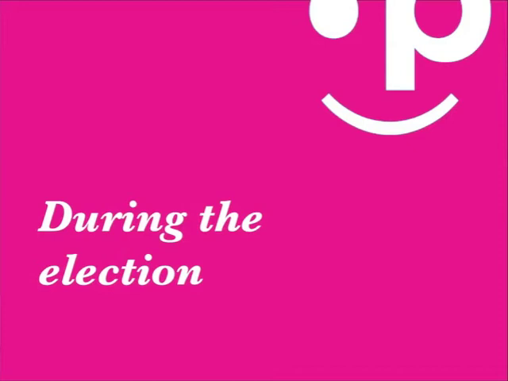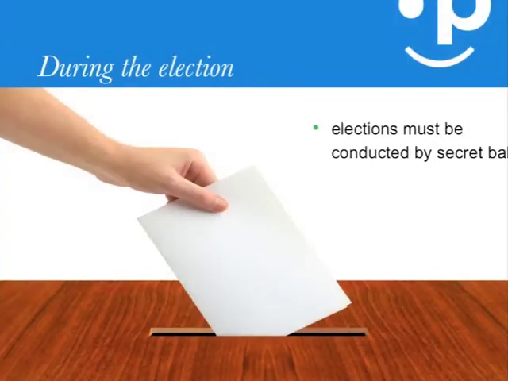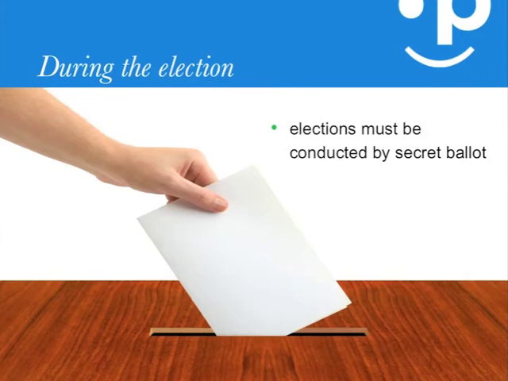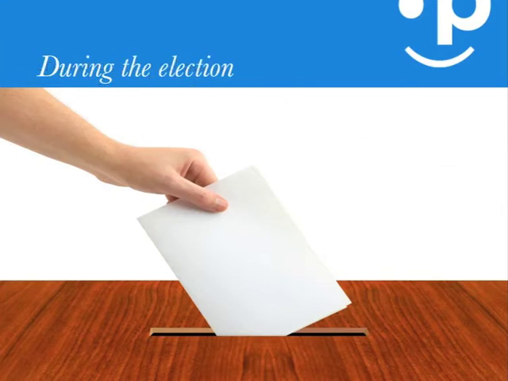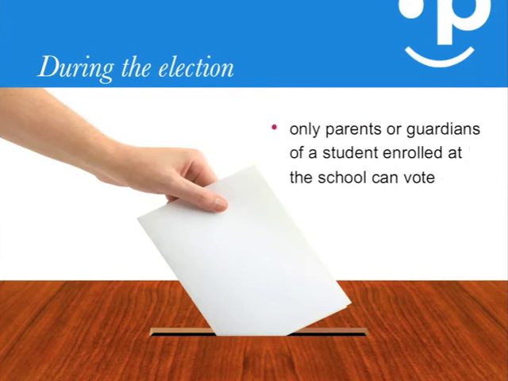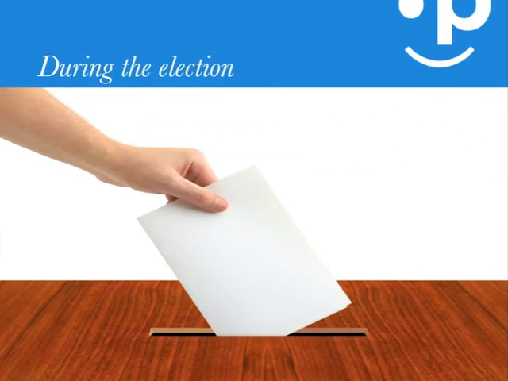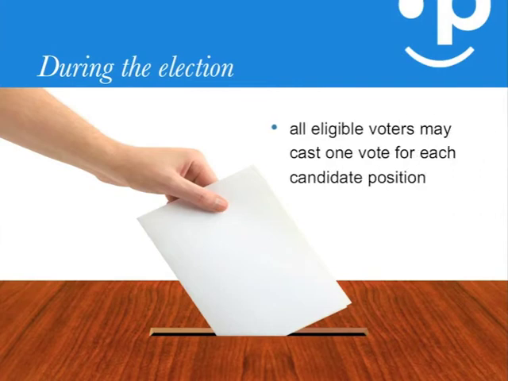Here are a few extra tips and rules to keep in mind during the election day. Your election must always be conducted by secret ballot. There's often a separate voting booth or table for parents to submit their votes. The voters should never be required to write their name on the voting ballot. The only people allowed to vote are parents or guardians of a student enrolled at the school. Each voter can only cast one vote for each candidate position.